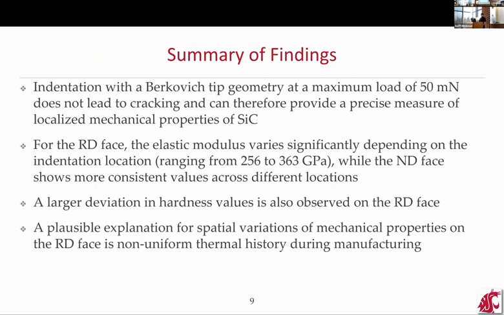So in summary, we performed indentation at a maximum of 50 millinewtons. It should not lead to cracking, and most of the literature supports this, as most literature saw cracking only upwards of 100 millinewton loads. For the RD face, the elastic modulus varies significantly depending upon the indentation location, ranging from about 250 to 360 GPa, while the ND face is more consistent, and a larger deviation of hardness values is also present in the RD face. We're looking into a plausible explanation for this, possibly part of the manufacturing process, but we're also looking into porosity.